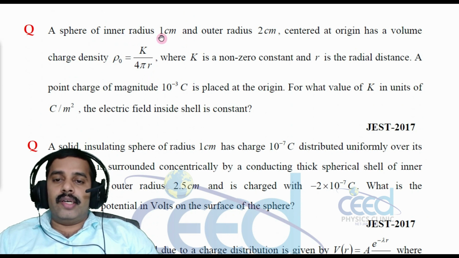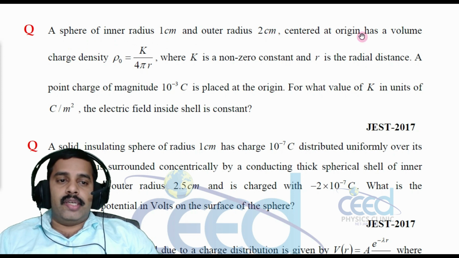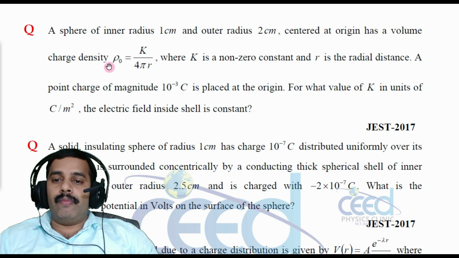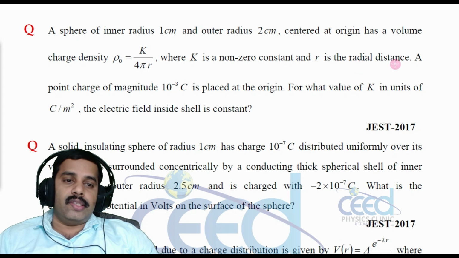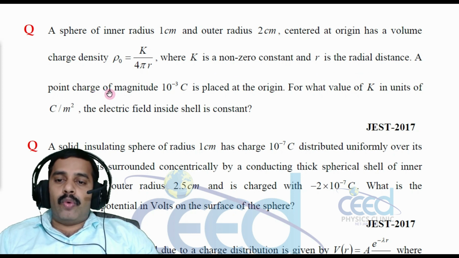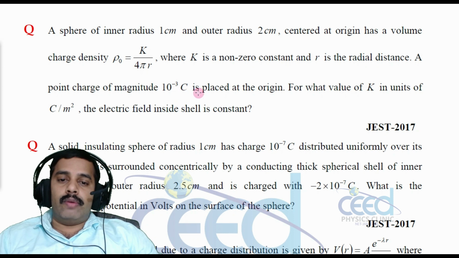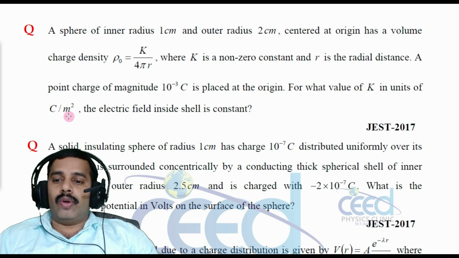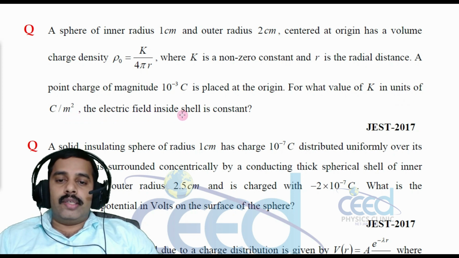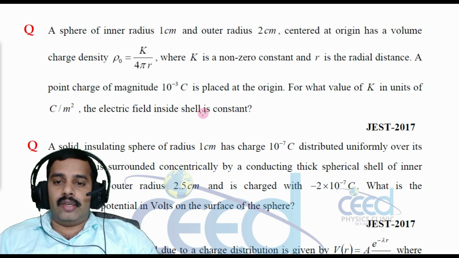A sphere of inner radius 1 centimeter and outer radius 2 centimeter, centered at the origin, has a volume charge density rho 0 equal to k by 4 pi r, where k is a non-zero constant and r is the radial distance. A point charge of magnitude 10 raised to minus 3 coulomb is placed at the origin. For what value of k in units of coulomb per meter square is the electric field inside the shell a constant? So let us go through the question.